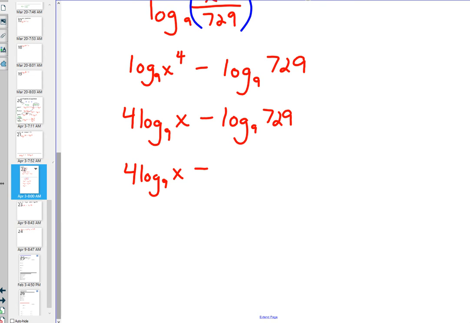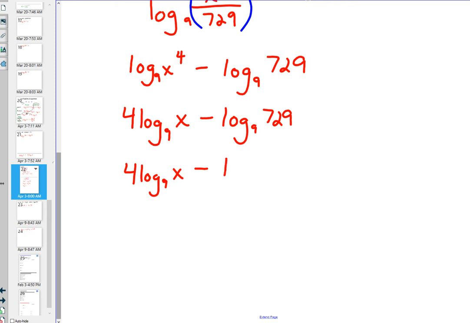What did you get on the calculator? You change the base, put it in the calculator, tell me. Did you guys already forget how to use change of base? Log 729 divided by log 9. What did you get? 3. You should have gotten a 3.